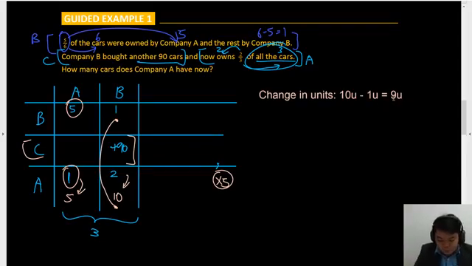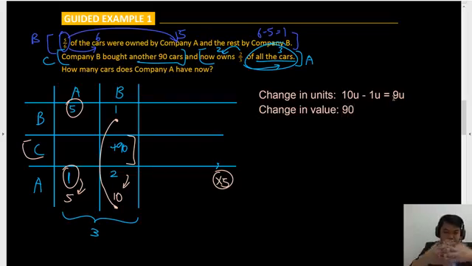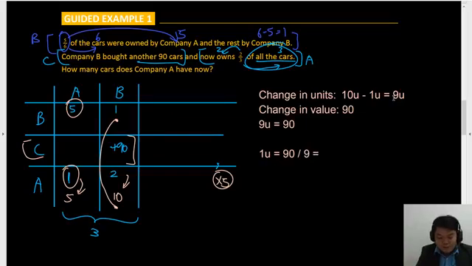Correct? Then what was the change in value? The change in value was 90. So you can form that connection and say that 9 units is 90. The change in units is equal to the change in value. So once we've got that, we can say that 90 cars distributed across 9 units means that 1 unit must have 90 divided by 9 to give you 10.